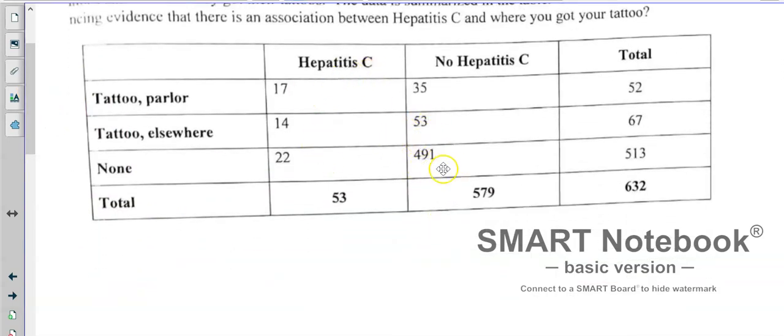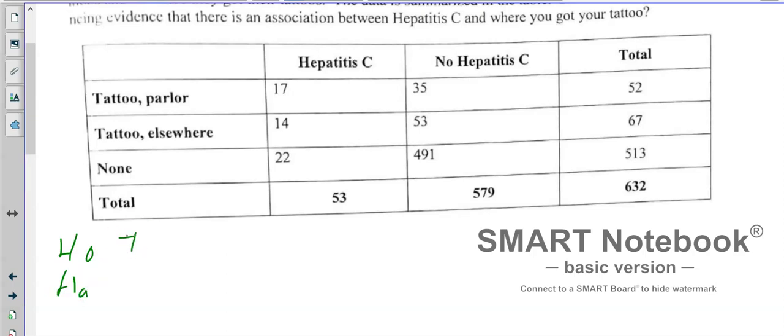You can see the majority of non-Hep C was from not having tattoos. And there's our total, 632. Remember, we're not putting these numbers into our calculator. Okay. We only put these numbers here, the actual data we gather. All right. So again, our Ho and our Ha is really easy.